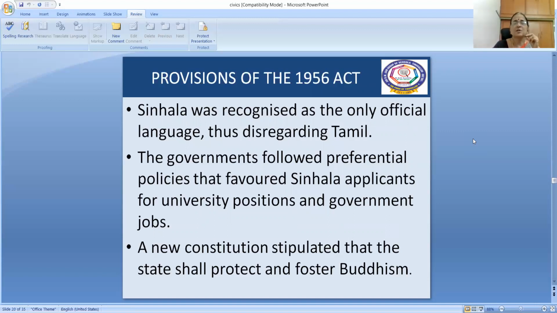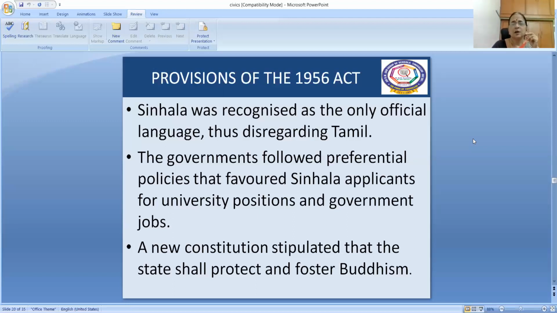Sinhala was recognized as the only official language, thus disregarding Tamil. Till 1956, Tamil was also one of the official languages of Sri Lanka. Even today, you can see in Singapore, one of the official languages is Tamil. So Tamils have settled around the world. Wherever possible, if the government feels that they should give the status of official language to Tamil, they have given. Example, Singapore. A lot of Tamilians have settled in Singapore.